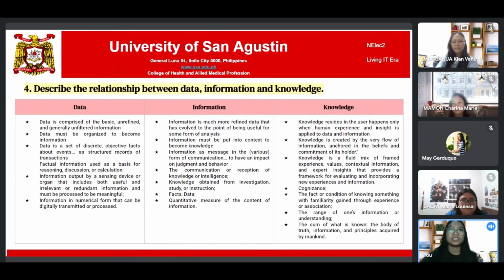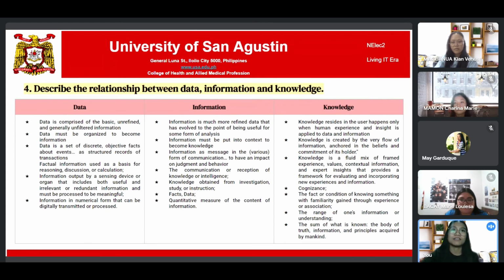For the knowledge, it resides in the user and happens only when human experience and insight is applied to data and information. Knowledge is created by the very flow of information anchored in the beliefs and commitments of its holder. Knowledge is a fluid mix of framed experience, values, contextual information, and expert insights that provides a framework for evaluating and incorporating new experiences and information.